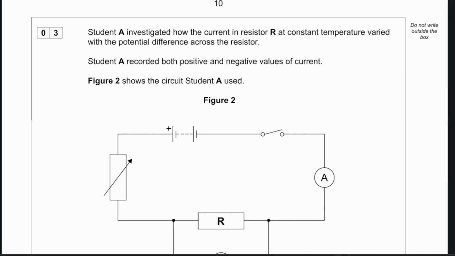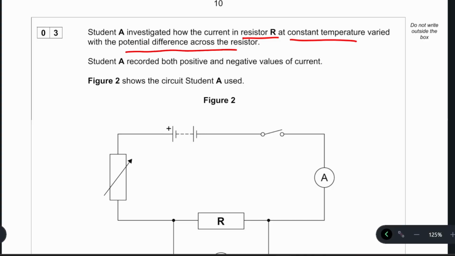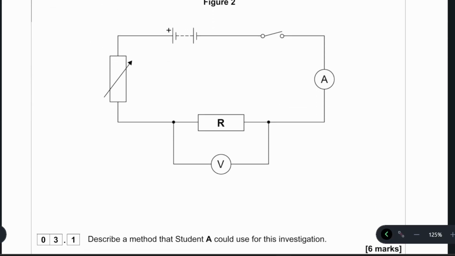Alright, so question 3 is an experimental question, and it is one of those experimental questions where students do tend to struggle, but actually, hopefully, this is going to be quite straightforward and we can do it together. So you've got a student investigating how the current in resistor R at constant temperature varied with the potential difference across the resistor, and they recorded both the positive and negative values of the current. And figure 2 shows the circuit the student used.